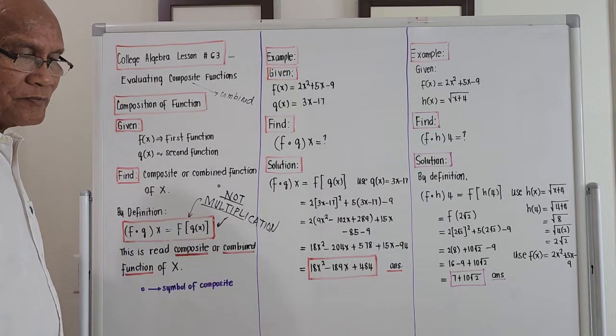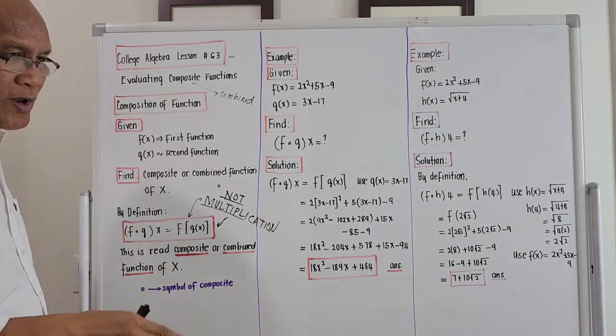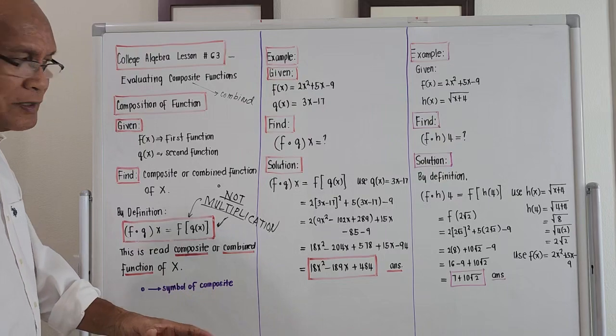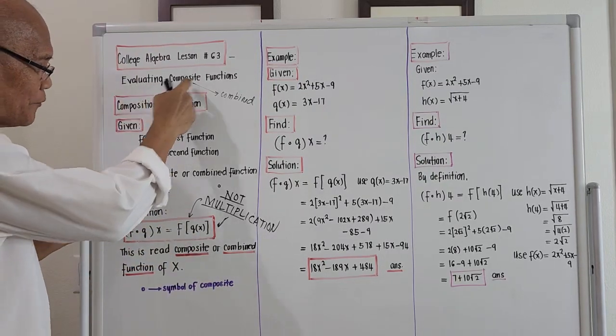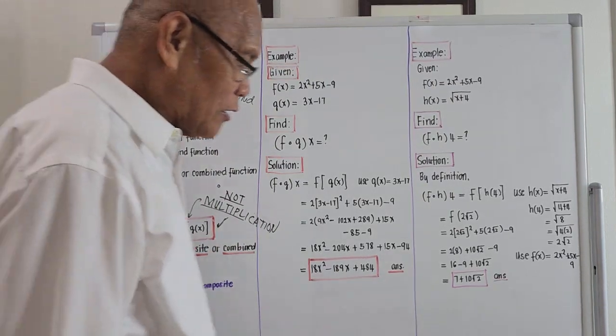That's the so-called requirement of the problem. We are just asked to combine them. That's why this is evaluation of composite function or combined function. Okay, let's try to bring out example number 1.